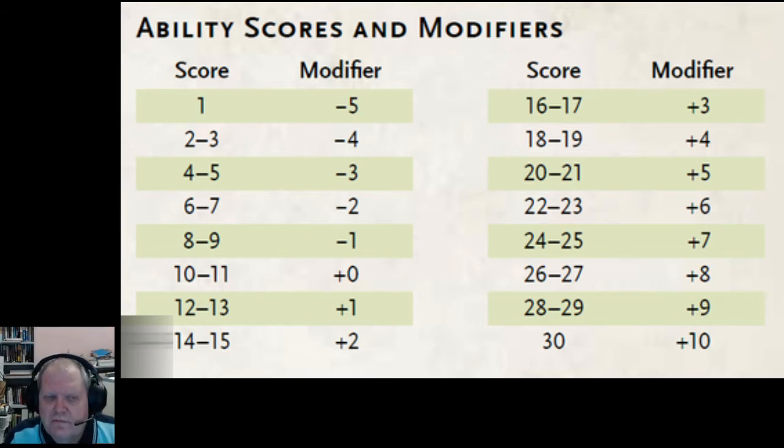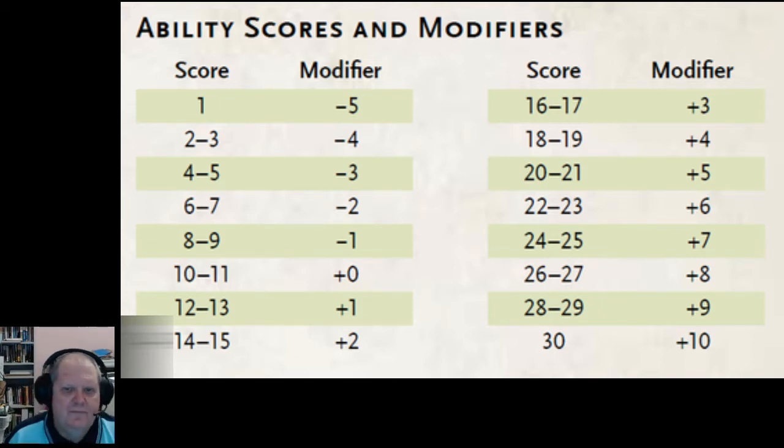In 5th edition, what they do is they actually convert this number into what they call a modifier. So based upon the score that you have, you end up with a modifier. So a score of 1 has a modifier of -5. A score of 2 to 3 has a modifier of -4. 4 to 5 has a modifier of -3. 6 to 7 has a modifier of -2. 8 to 9 has a modifier of -1. 10 to 11 has a modifier of 0, and so on.